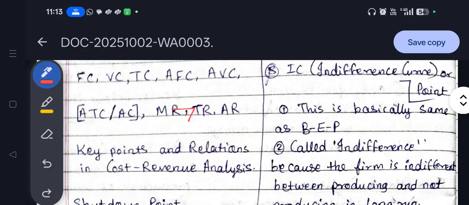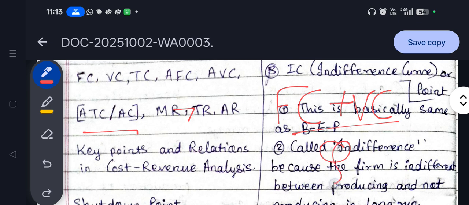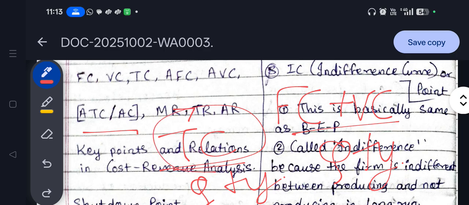Then we understand the average total cost. As we know, the total cost is derived from the addition of fixed cost plus variable cost, right, and divided by the quantity. So when you divide the total cost by the quantity, you get the average total cost. And this average total cost helps you to estimate whether the company is incurring high cost or low cost.